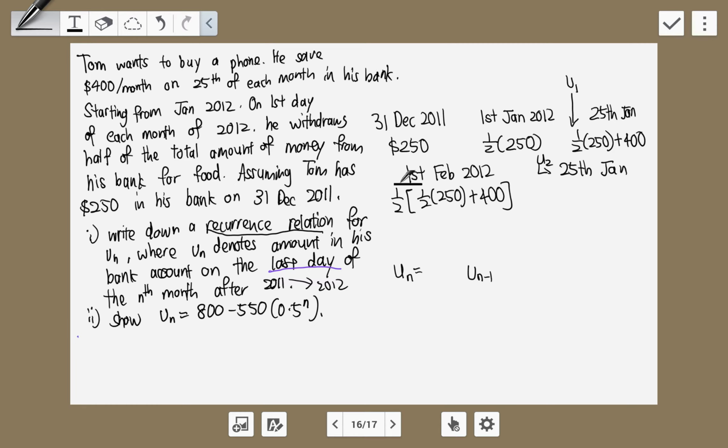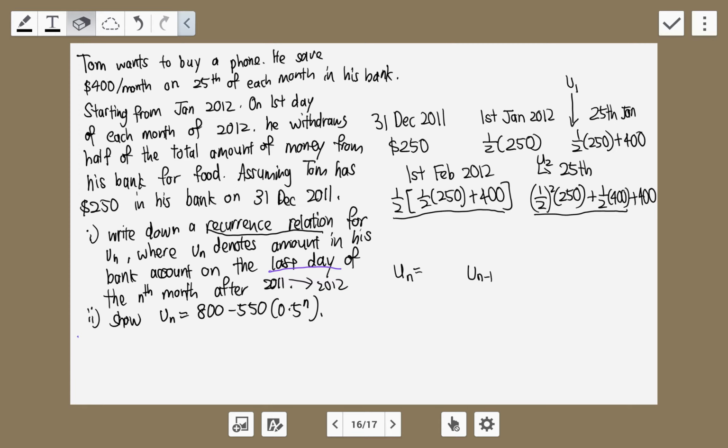For this part I would simplify, by taking half squared, not the whole thing, just simplifying like this. So plus half times 400 plus another $400. Note that this part from here to here is just this amount, so I'm adding just $400 to it on the 25th of, no, I made a mistake here, it should be the 25th of February, because on the 25th of each month he credits another $400. Therefore, this is U2.